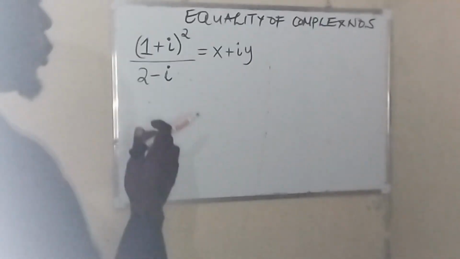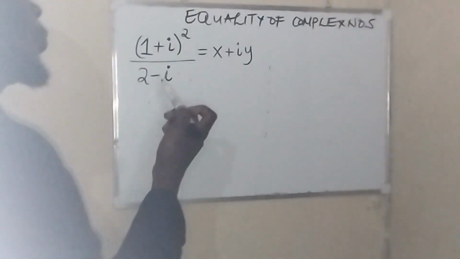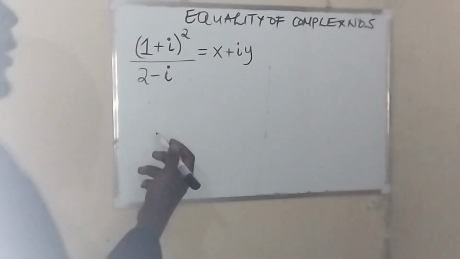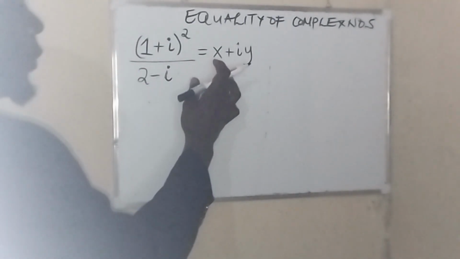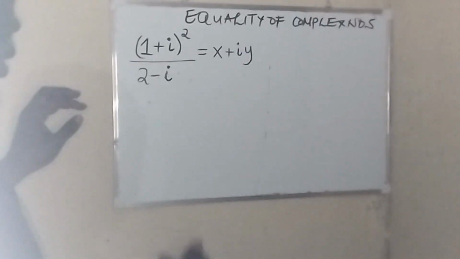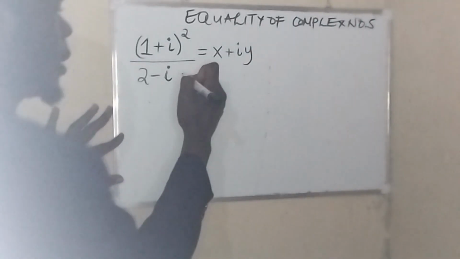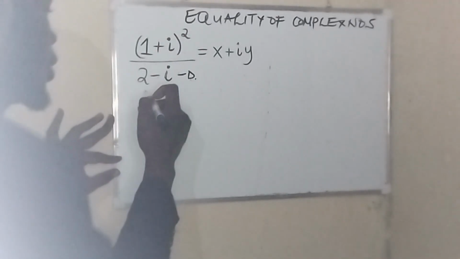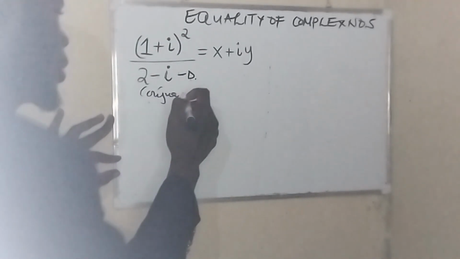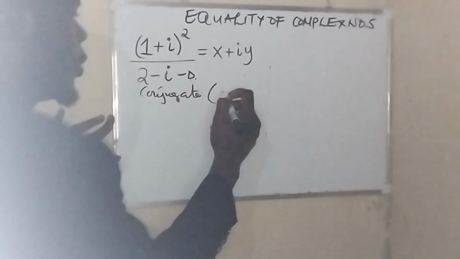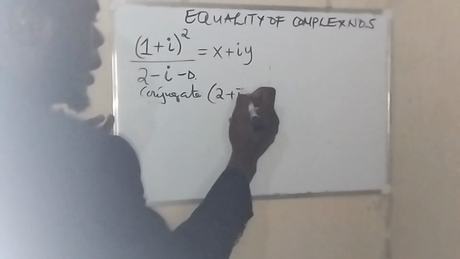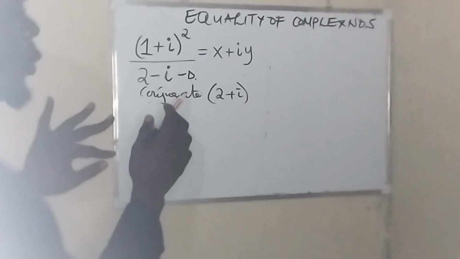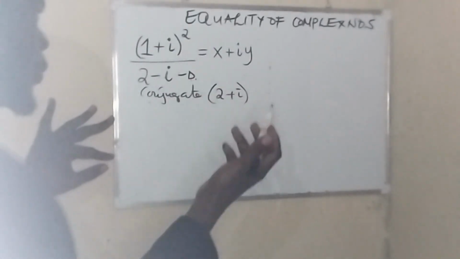First of all, you'll have to rationalize this fraction so that we can also have it in the form of x + iy. So how do we rationalize? We look at the denominator and find the conjugate. The conjugate of the denominator is 2 + i. So you multiply the conjugate to both the numerator and the denominator.